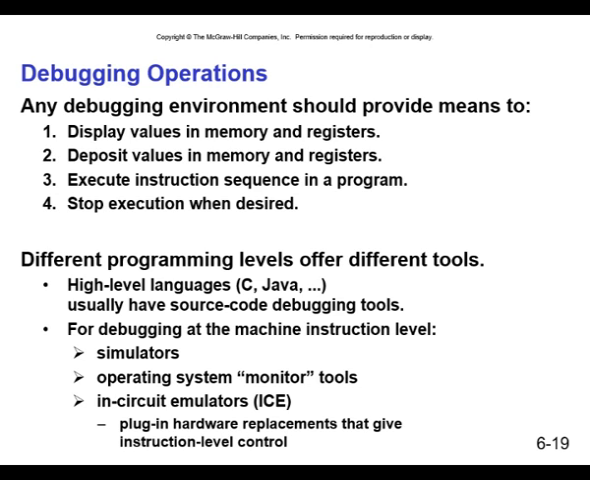Different programming levels offer different tools. High-level languages, such as C and Java, usually have source code debugging tools. Next, for debugging at the machine instruction level: number 1, simulators; number 2, operating system monitor tools; number 3, circuit emulator, ICE, a plug-in hardware replacement that gives instruction-level control.